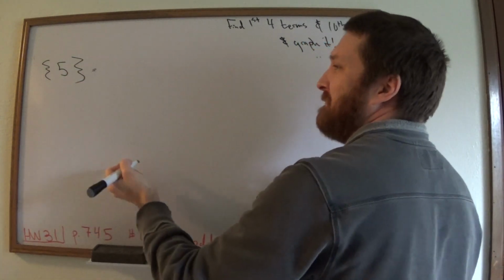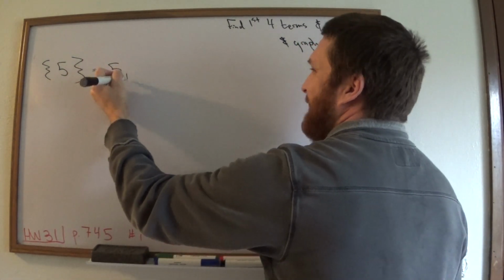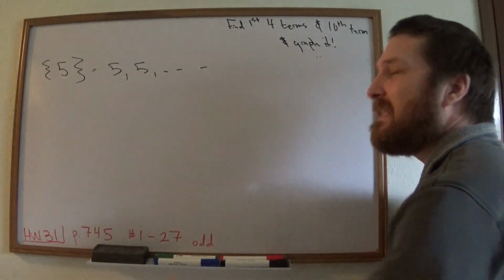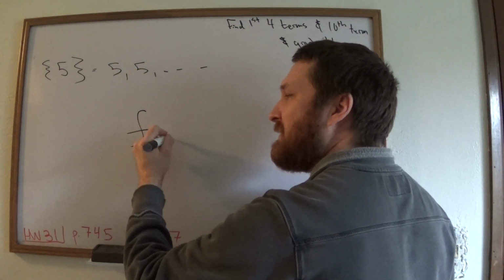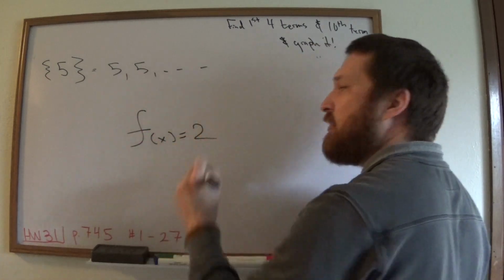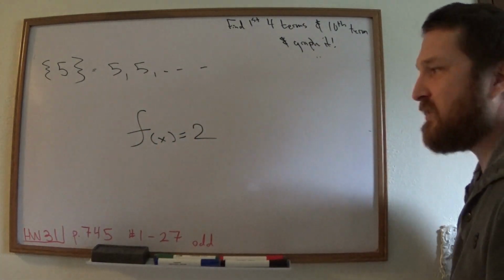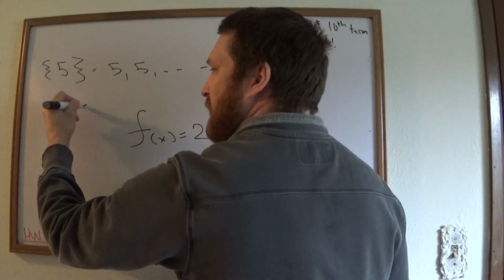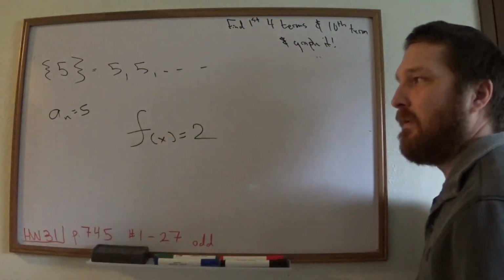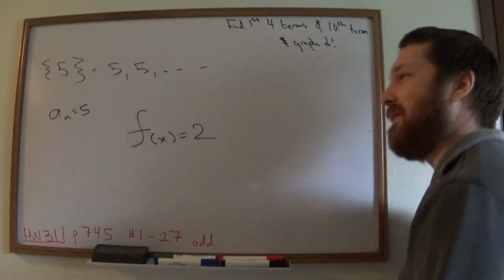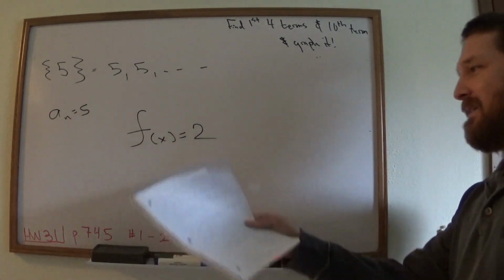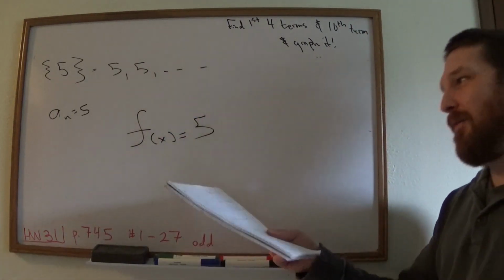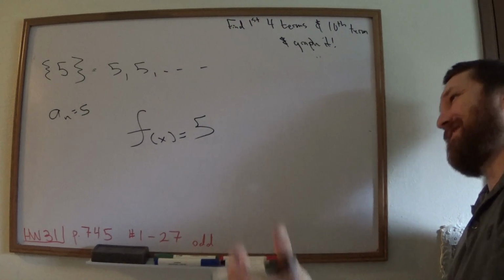What's the first term? 5. What's the second term? 5. It's just 5, right? It's 5 forever. This is the same kind of thing as when you have f of x equals 2, right? It's always 2, just a line. This is just saying a of n is always 5, no matter what value of n. You plug in a 1, you get out a 5. You plug in a 2, you get out a 5.